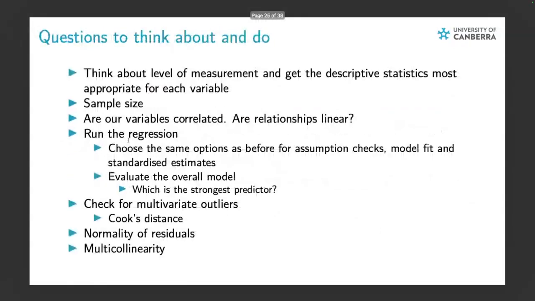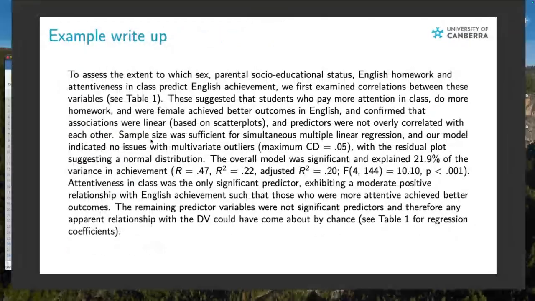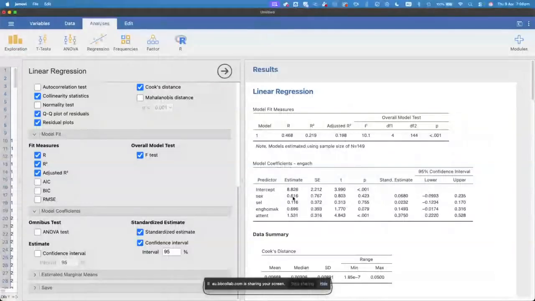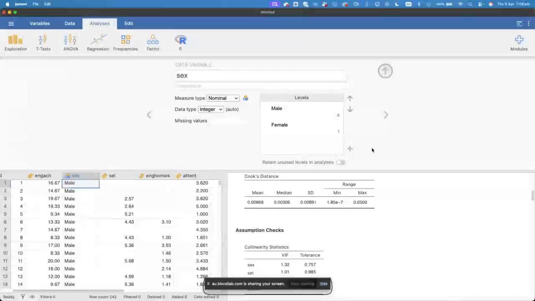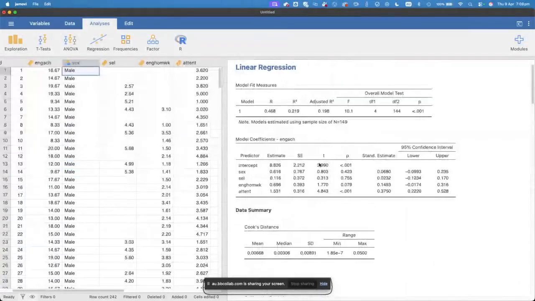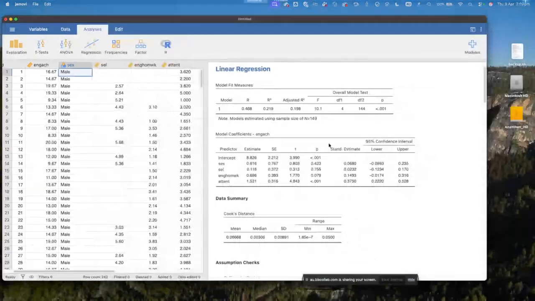One thing we didn't do is interpret our sex effect here. So sex here, this is where you need to go to the variable and you need to see how it's coded. It says male is 0 and female is 1. So what that means here is this is referring to the difference between men and women, using men as the baseline because they're 0 and women are 1. So this is saying women on average have 0.616 higher English achievement than men, but it's non-significant. So really there's no difference between men and women there.